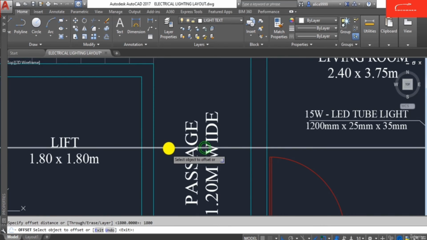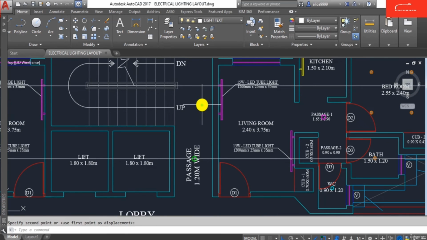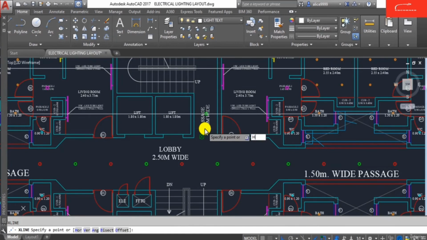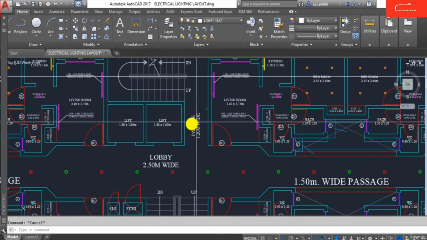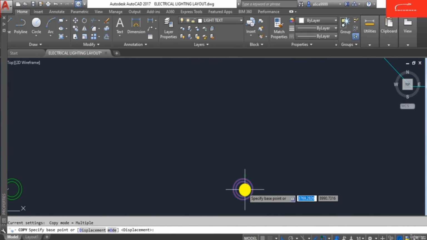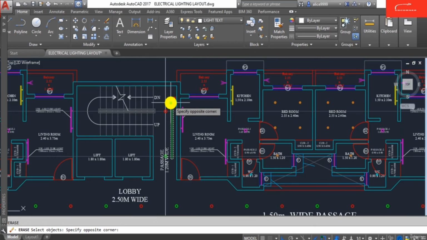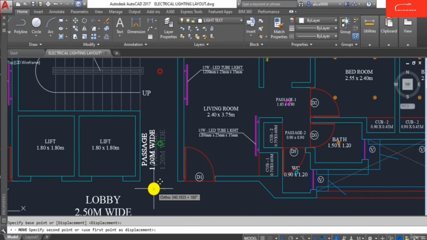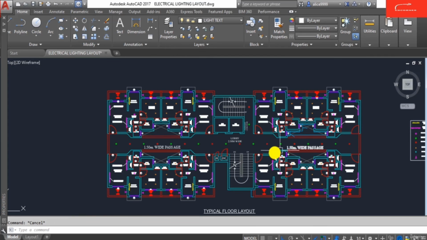From here I want to put the emergency light like this. So alternately, one emergency light and one normal light I am putting into this passage area.